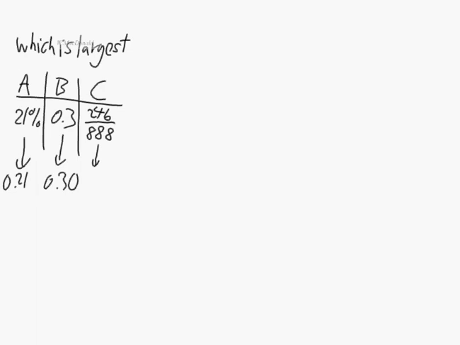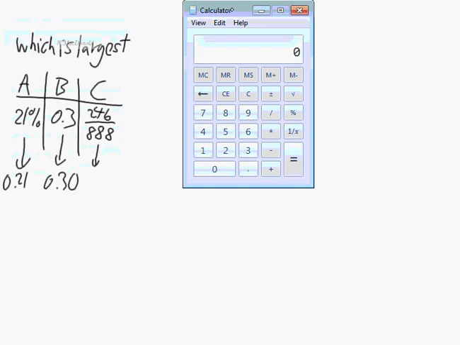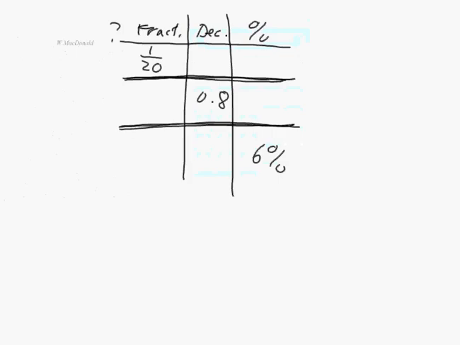21% is 21 hundredths, which would be 0.21. And the last one, 246 over 888, I'm going to need a calculator for this one. So I'm going to grab my calculator, and I go 246 divided by 888. That gives me the decimal, which is approximately 0.278, or roughly 0.28. So if I look at percentages, this is definitely the largest, so your answer for that question is B is your largest. Your second largest is C, and your smallest is A.